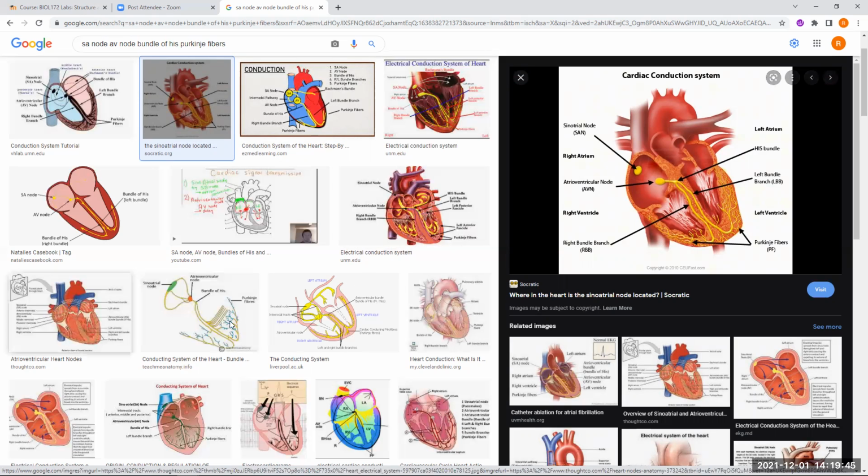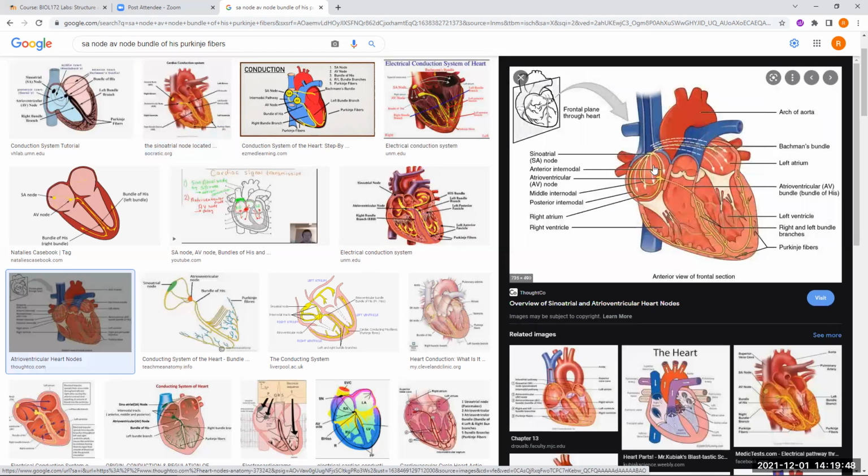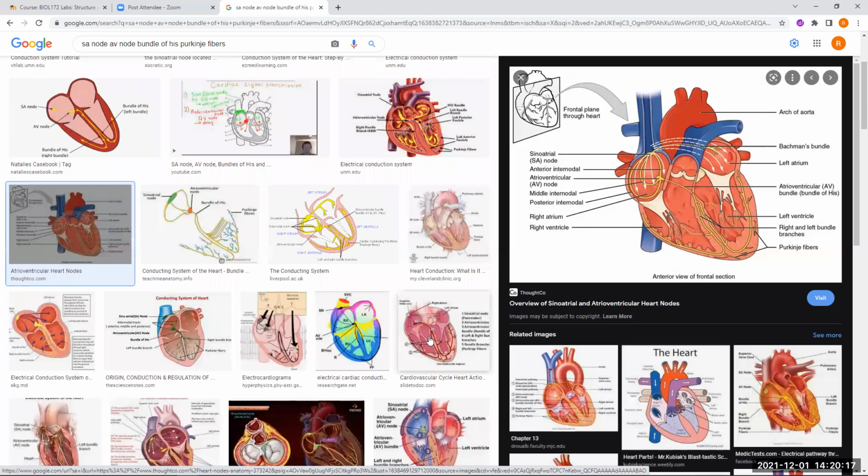Let's look at it in another one. SA node, AV node, bundle of His. This one doesn't show the bundle of His, but we will know anatomically it's superior to that little bifurcation or split. So it usually is right there. This is your right and left bundle branches. And then of course the Purkinje fibers, not really shown here, but it's the little roots that come off from this side.